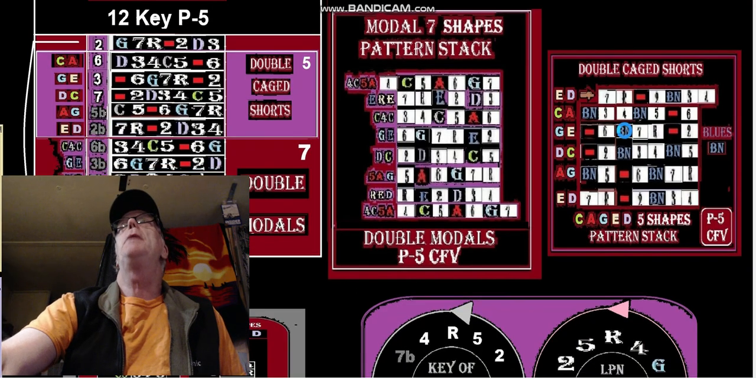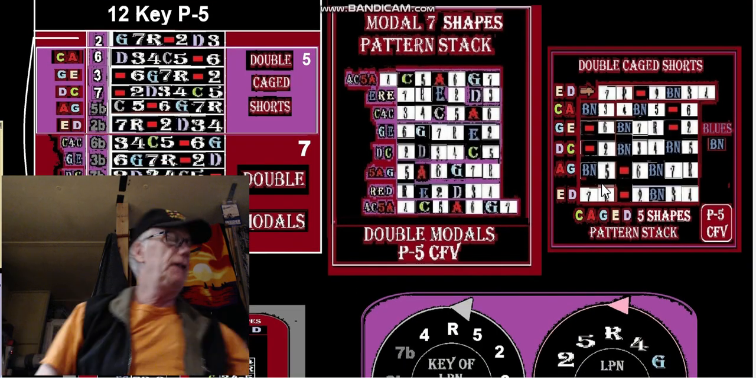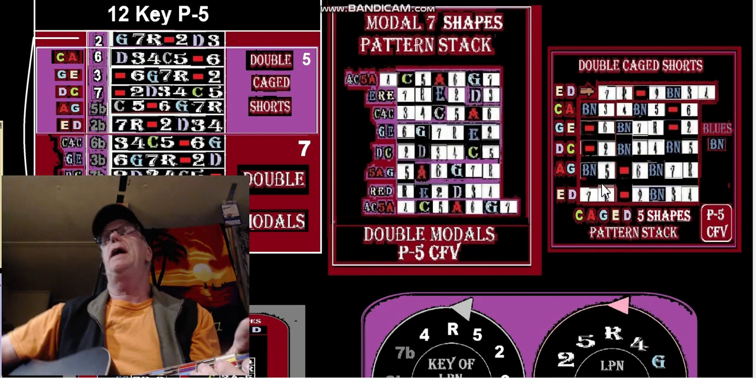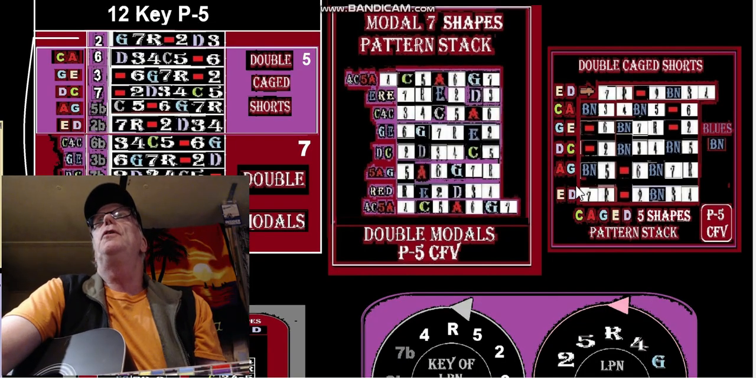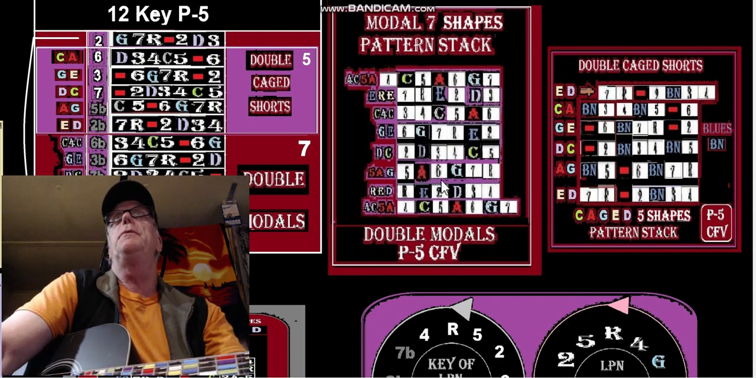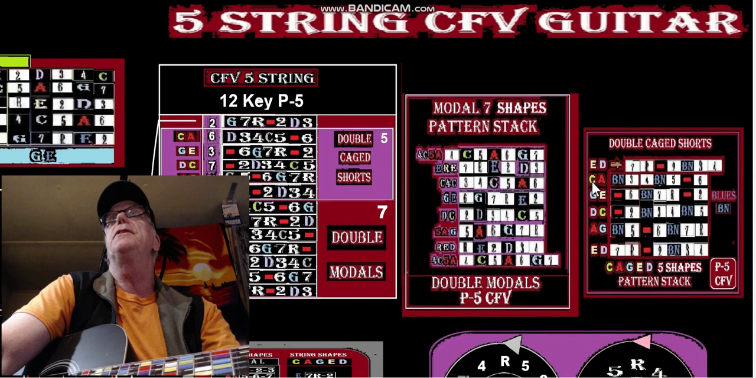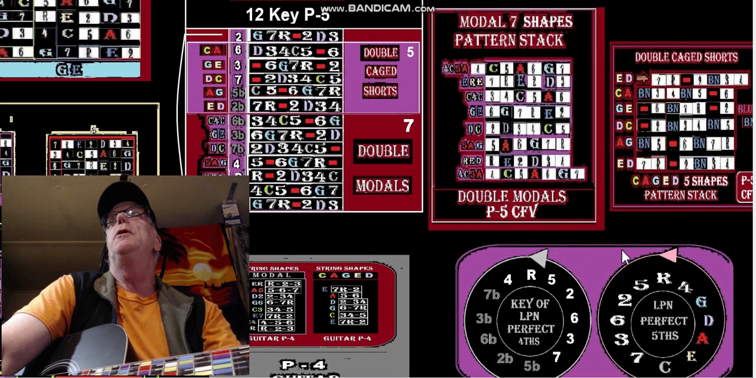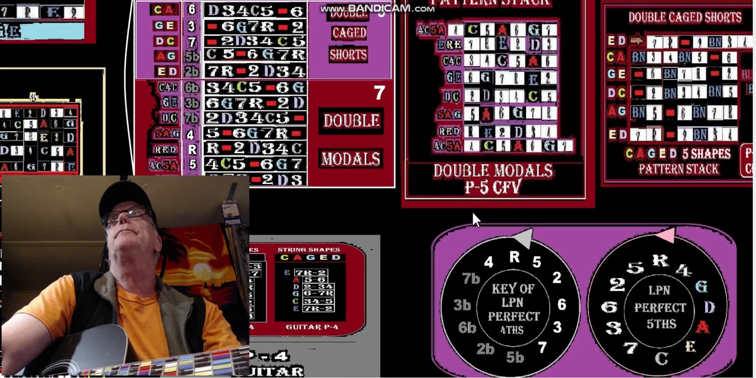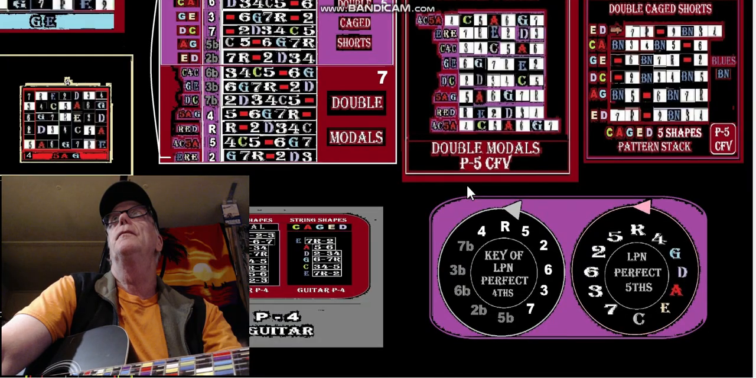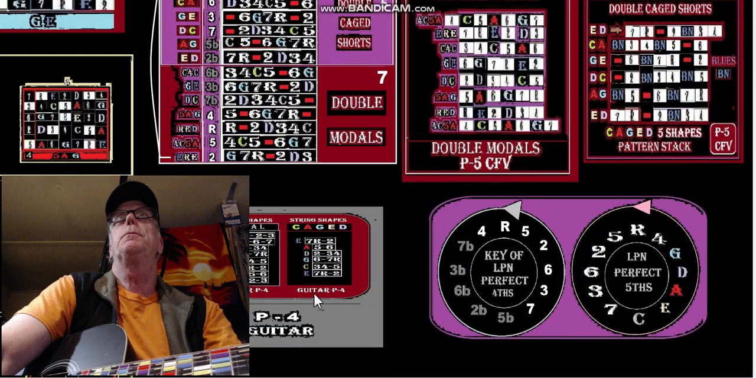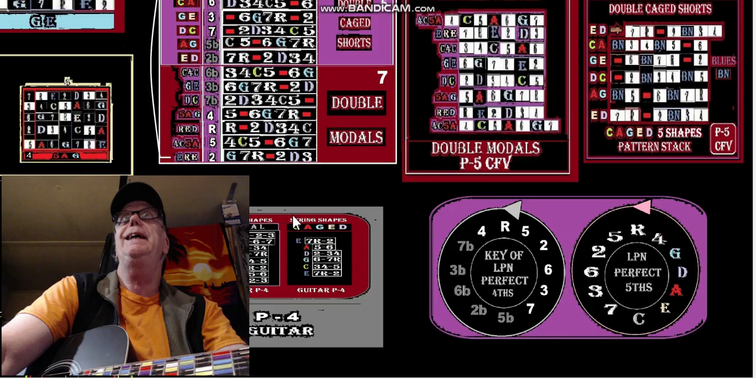And then we have the double cage shorts in P5. So we have the ED. We're going to go full double cage shorts. So remember, where did we get this? If you could still see this, we got it from over here, right? Here's your P4 guitar short string shapes. So this is a double cage short, caged pentatonic, same thing, backwards.